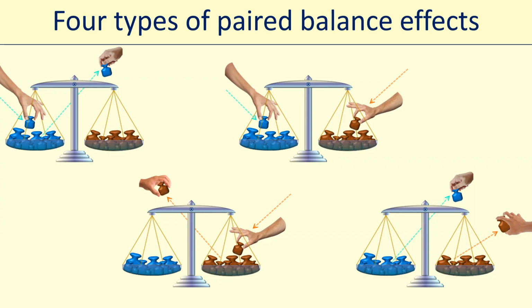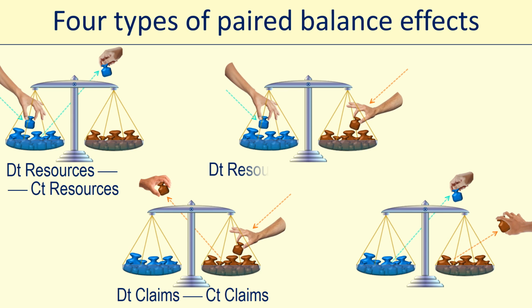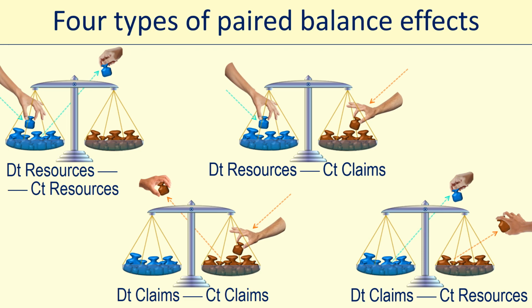If you handle only 2 categories, resources and claims, and disregard the composite entries, you can easily distinguish 4 types of impact of economic events on the balance sheet. We can write down these 4 types of paired balance effects as the accounting entries. Debit R, credit R. Debit C, credit C. Debit R, credit C. Debit C, credit R.